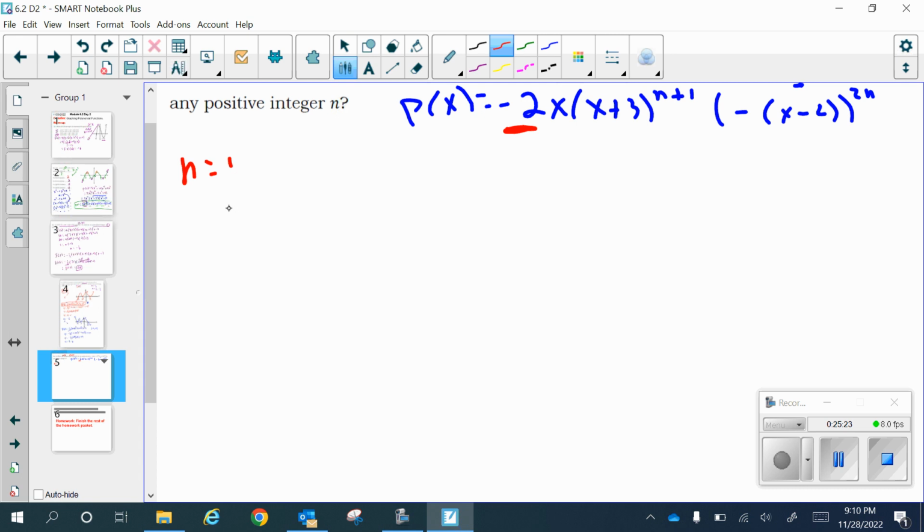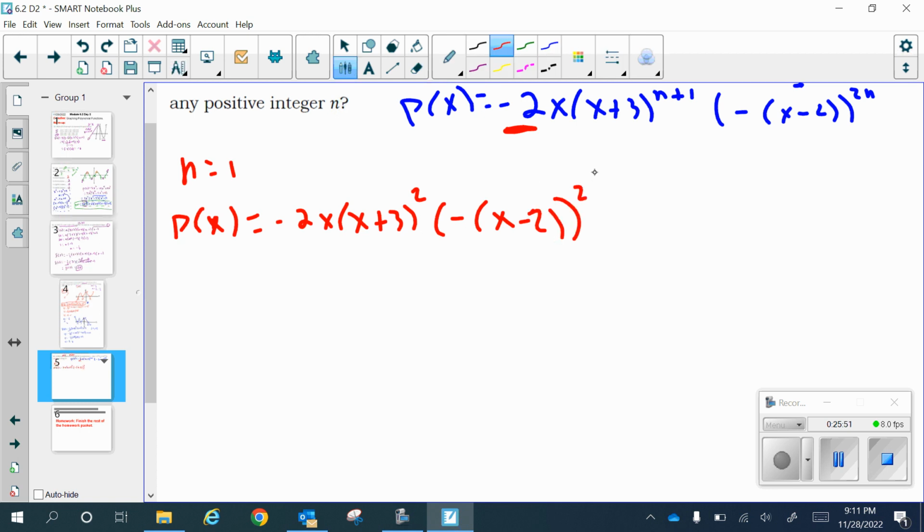Let's try n equals 1. When n equals 1, what I get is P(x) = -2x(x + 3) all squared, because 1 plus 1 is 2, times negative of (x - 2), all raised to the second power, because it's just 2 times 1, or just 2. I'm not sure I put 1 there, but it should be 2. So in this case, I have an odd degree polynomial. So this gives me an odd function.